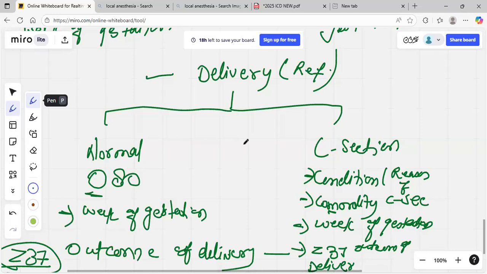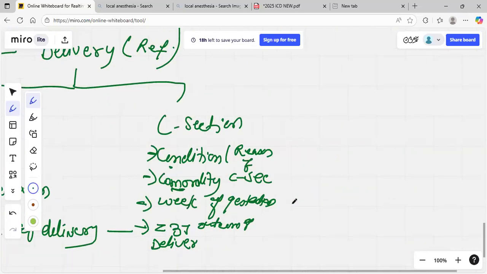Now let's do that question together. You can see here in the question it was mentioned that the patient is coming for a C-section due to malpresentation. Whenever a patient is coming for a C-section, we have to use these codes. First, we have to code the condition which is leading to the C-section. Then we have to use any other comorbidities if there are any. Then the week of gestation and then the outcome of delivery. But I can see you guys only used one code. So this is incorrect. Now let's try to solve this question together.